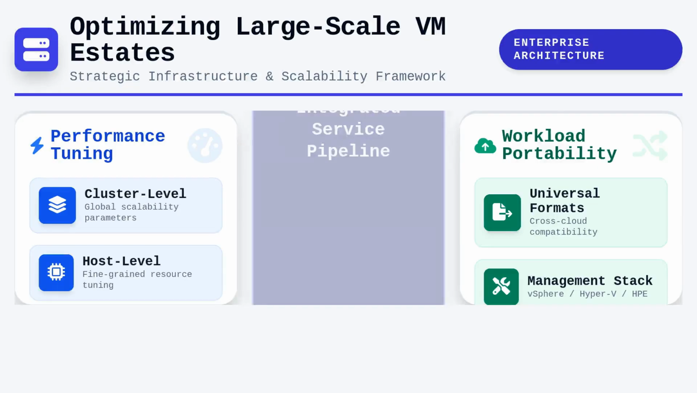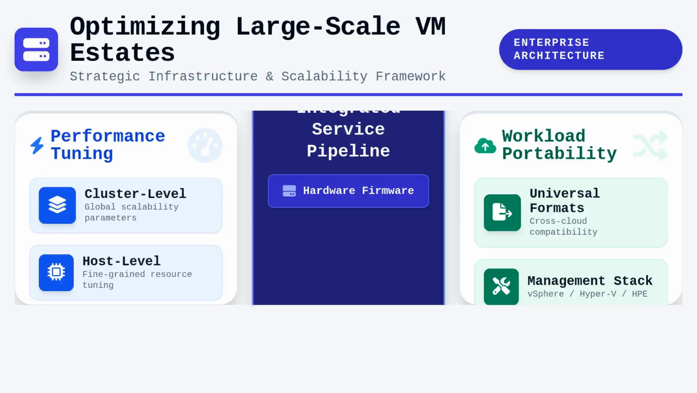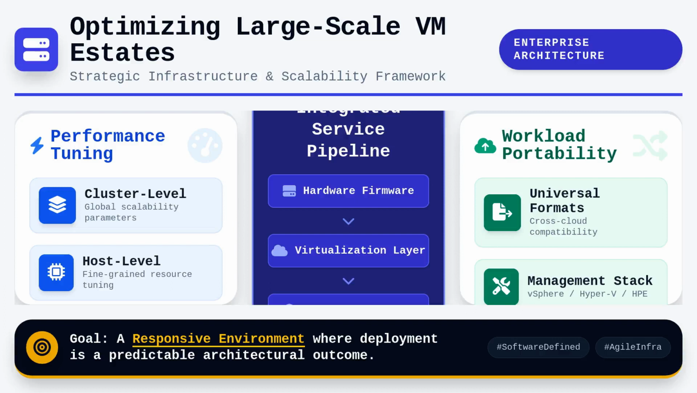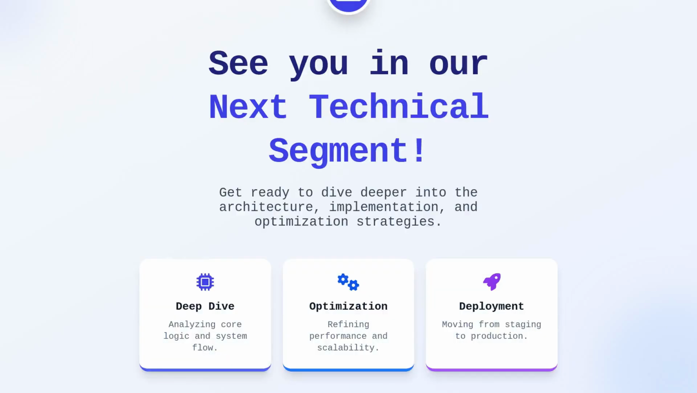You should view the virtual machine deployment not as an isolated task, but as a component of an integrated service delivery pipeline that encompasses everything from hardware and firmware baselines to the application layer. By maintaining a strict adherence to these established software-defined practices, you ensure that the infrastructure remains flexible enough to evolve as business requirements fluctuate. The goal remains the creation of a responsive environment where the deployment of a virtual machine is merely a predictable outcome of a well-defined architectural process. I will see you in our next technical segment.